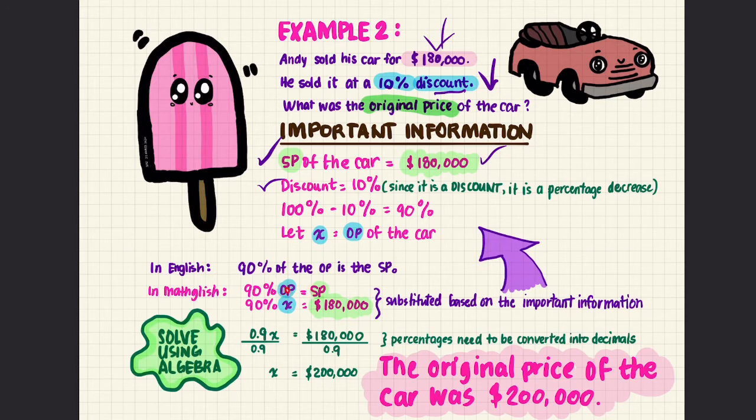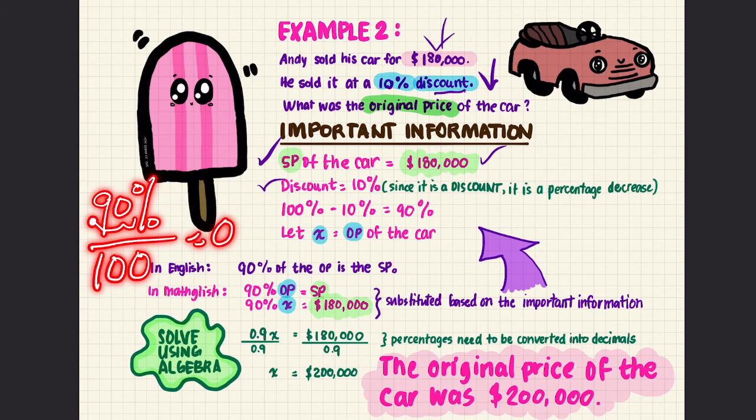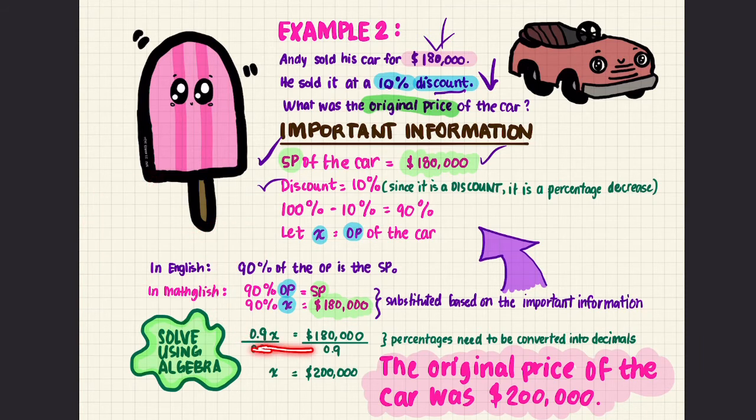What is OP? OP is X, so put X there. What is the selling price? 180,000, okay? Again, you cannot multiply and divide with a percentage, so you need to make it into a decimal, divided by 100. So move the decimal places 2 to the right and you have 0.9. That's how we got 0.9. So 0.9x is equal to 180,000.